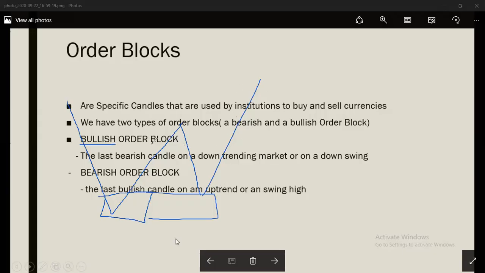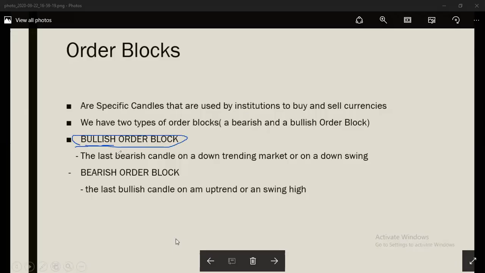And the bullish order block is a bearish candle. Don't make the mistake of thinking that a bullish order block is a bullish candle. No, no, it's the opposite. A bullish order block is a bearish candle. Take note of this.